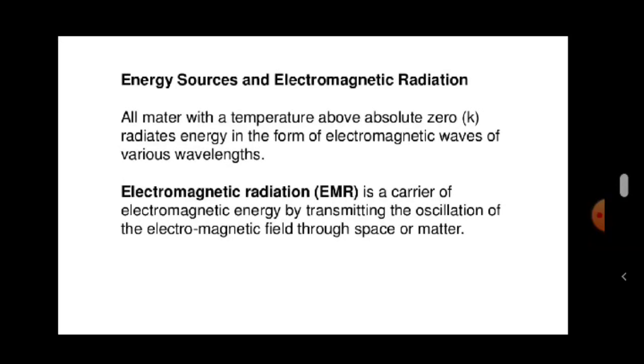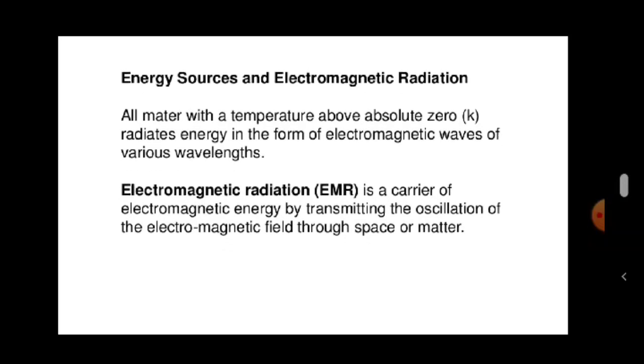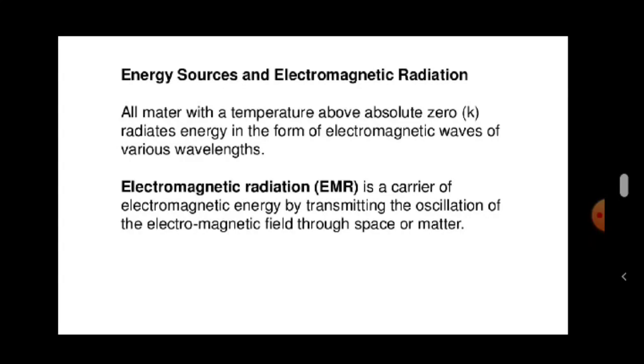So electromagnetic radiation can be simply defined as a carrier of electromagnetic energy by transmitting the oscillations of the electromagnetic field through space. It can also be considered a transverse wave with an electric and a magnetic field. So there have to be both electric and magnetic fields to consider when it comes to electromagnetic radiation. That can be said as EMR for short.